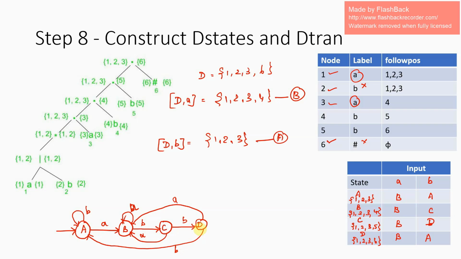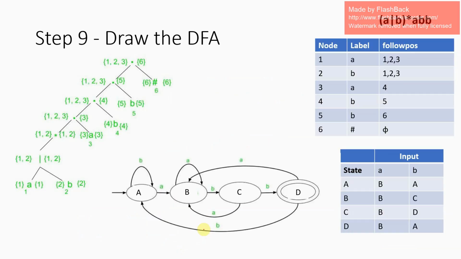And this is the final transition diagram that you get from the regular expression. Since it is a final state, we make it a double circle to represent that it is a final state. And this is the overview of what we have done.